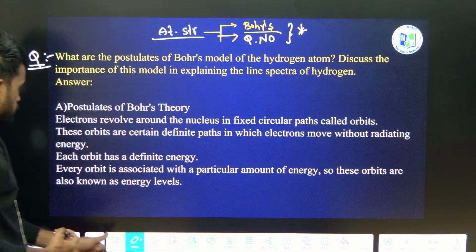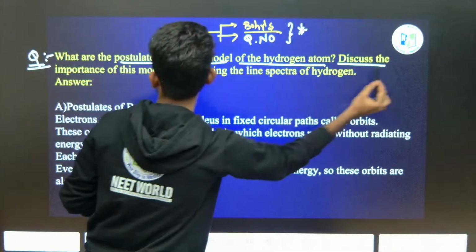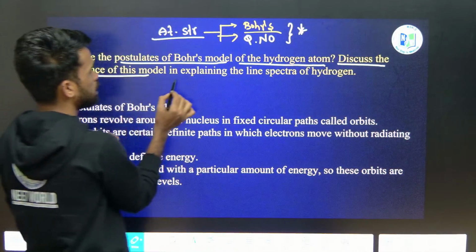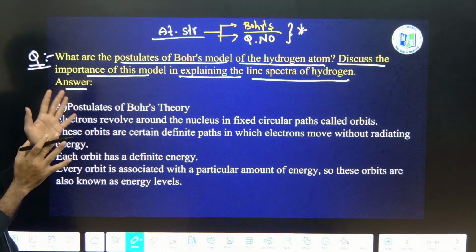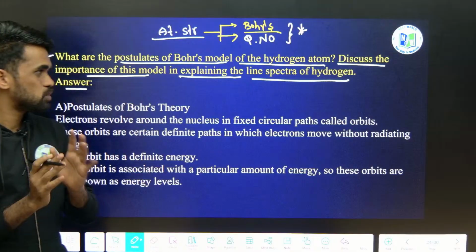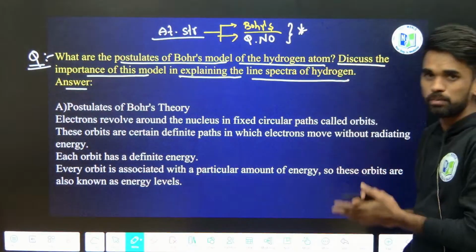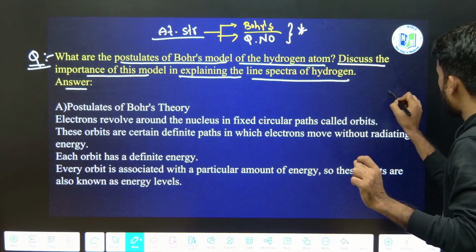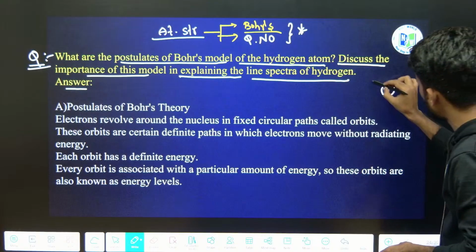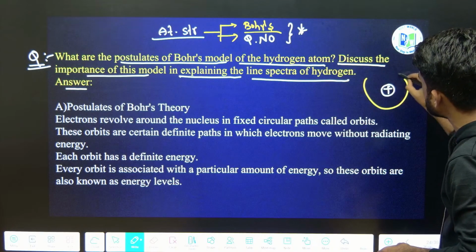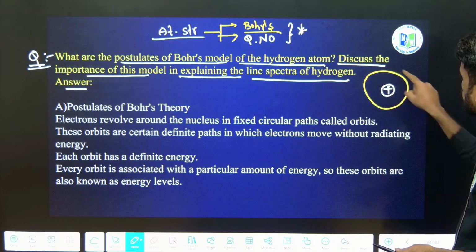See here, what are the postulates of Bohr's model of hydrogen atom? Discuss the importance of this model in explaining the line spectra of hydrogen atom. So what are Bohr's model's postulates? It is very easy. Bohr's atomic model considers that an atom contains a nucleus at the center around which electrons revolve in a circular path.